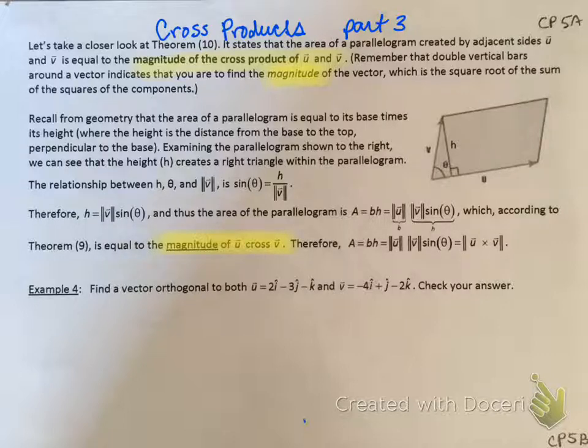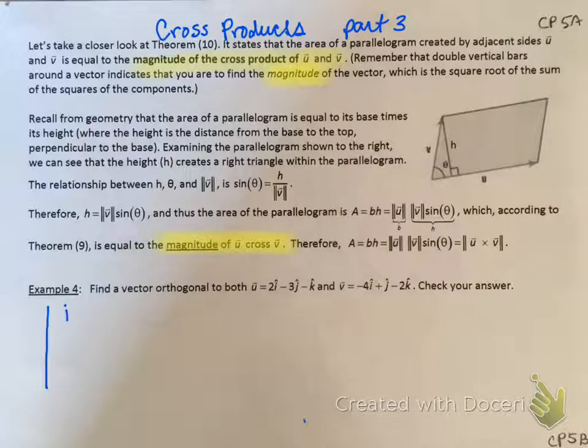Okay, so let's look at example 4. All we have to do with this one is find a vector orthogonal to both vectors u and v. So to find a vector that's orthogonal, we just need to cross u cross v. That's it. Okay? Alright, so that being said, I'm going to go ahead and use the basket weave method.